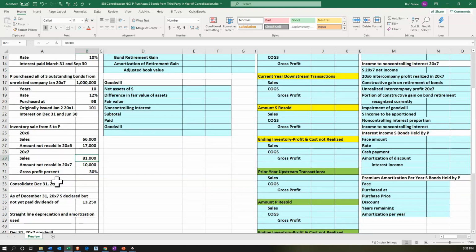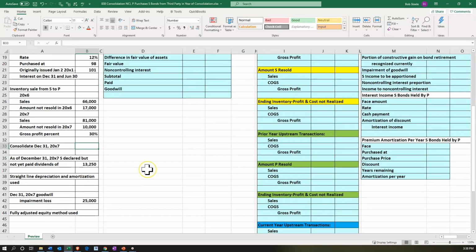And then 20X7, we have the sales that took place intercompany from S to P, $81,000. Amount not resold at the end of the year, still reflected in ending inventory. Gross profit still reflected in ending inventory, $10,000. Gross profit percent is going to be that 30%. We're going to do the consolidation as of December 31st, 20X7.